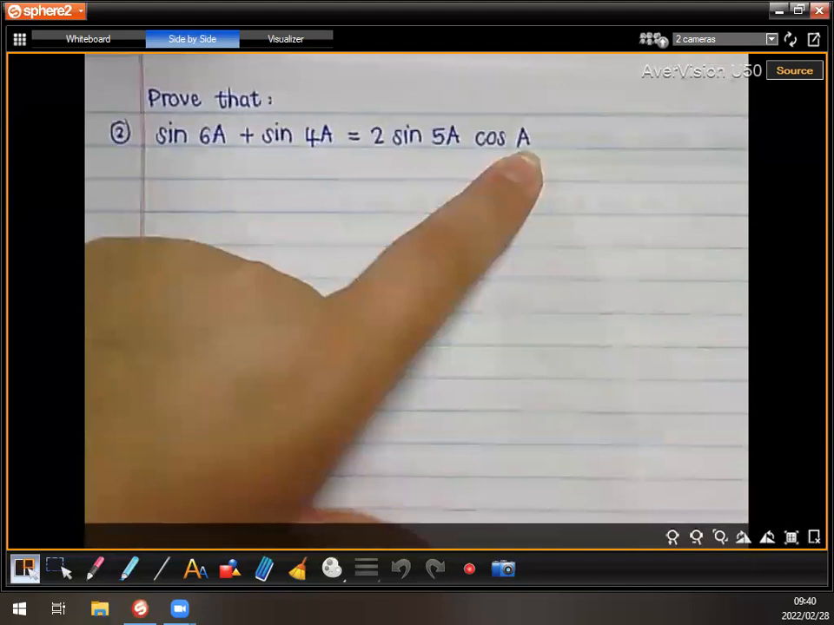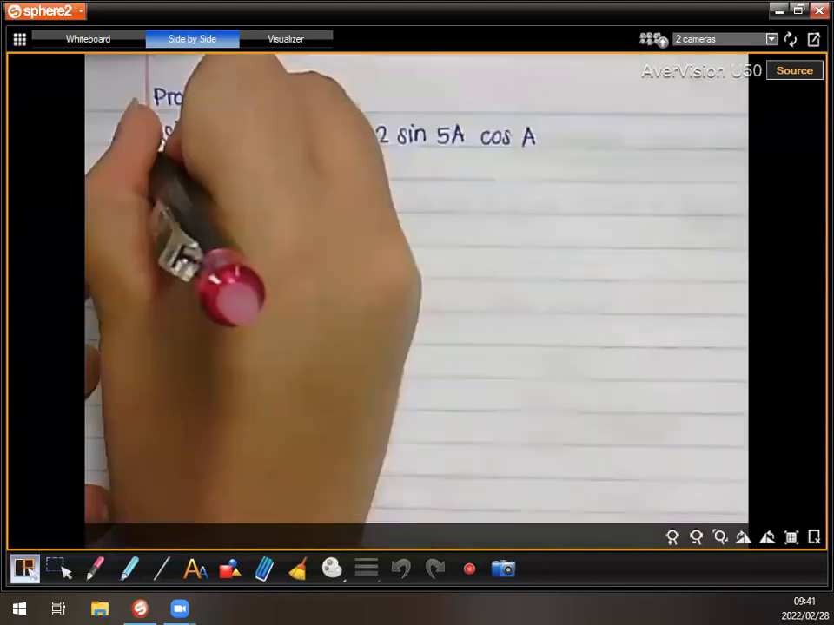Alright, so guys, what I'm going to do here is 6a. So 6a is going to be the same as 5a plus a. I can rewrite 6a as a compound angle, 5a plus a. Again, just because I'm looking at what is on the right, somehow I need to introduce a 5a and an a. I'm going to write 6a as 5a plus a.